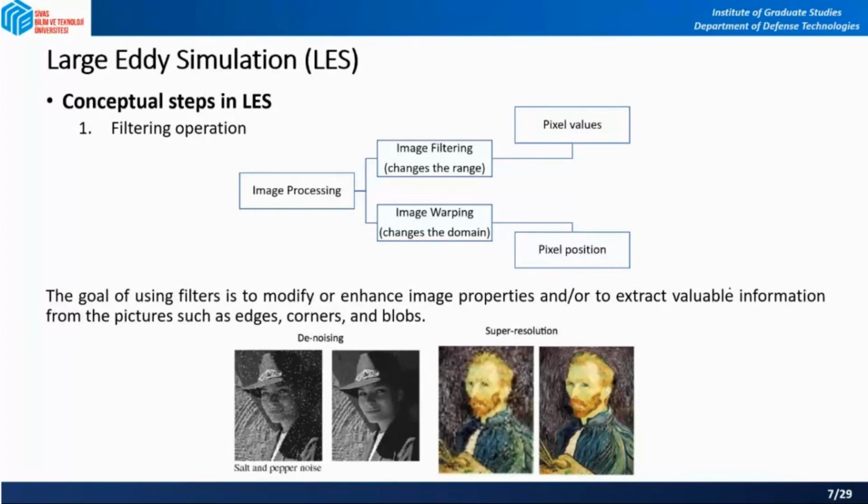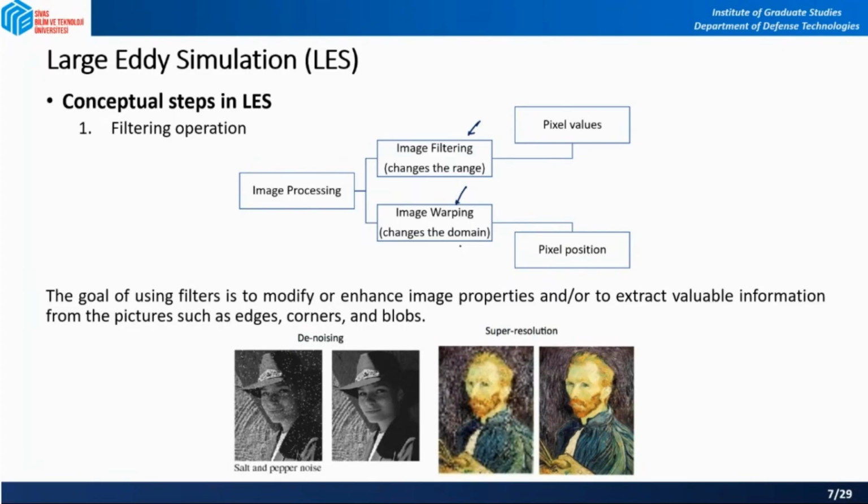Now let's talk about image processing. There are two main types of image processing. The first one is image filtering, and the second one is image warping. Image filtering changes the range. In other words, it changes the pixel values of an image so that the colors of the image will be altered without changing the pixel position. But in image warping, the domain or the pixel position will be changed. So the points will be mapped to other points without changing the colors.